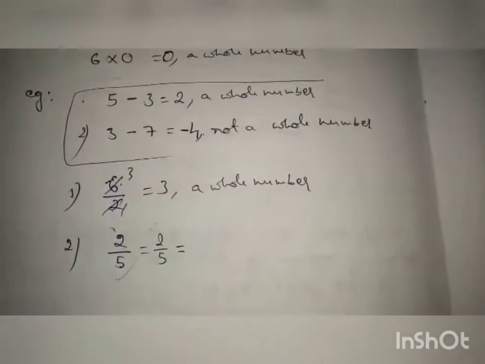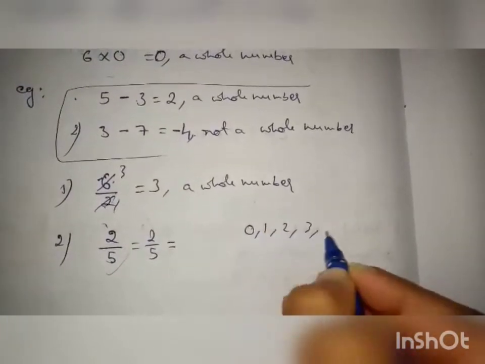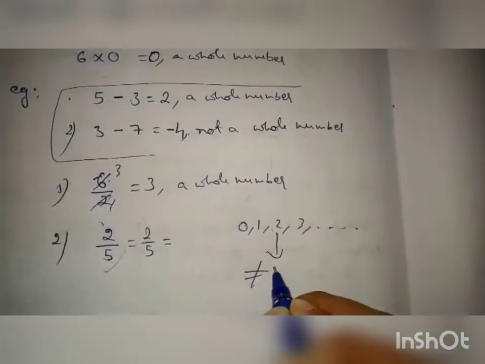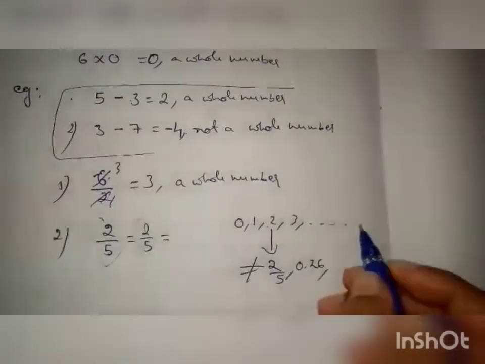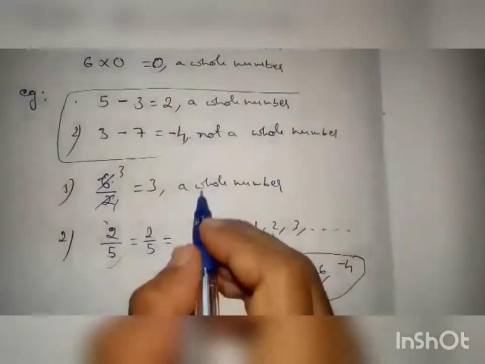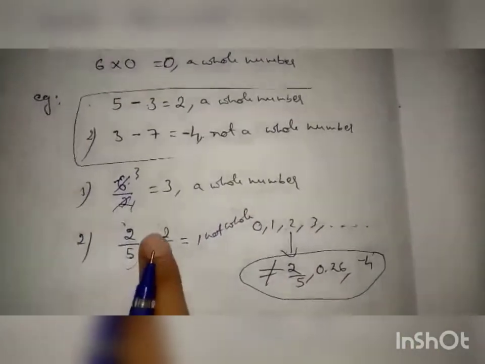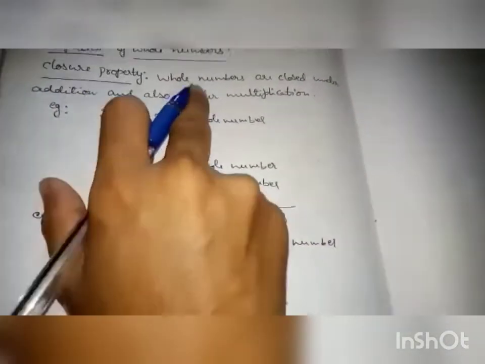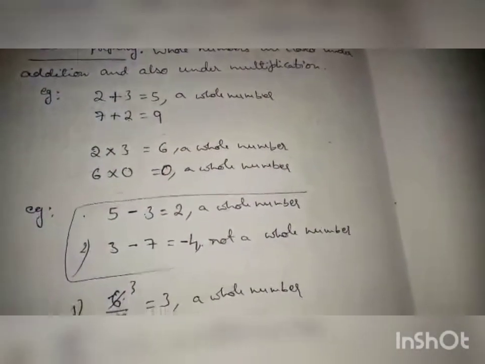What is meant by whole numbers? 0, 1, 2, 3, 4, right? Whole numbers mean 0, 1, 2, 3, 4 and so on. Whole numbers do not contain fractions like 2 by 5, or decimal points, or negative numbers, that is integers. These are all not whole numbers. So division also does not hold for the closure property. So whole numbers are closed under addition and multiplication, but not subtraction and division.